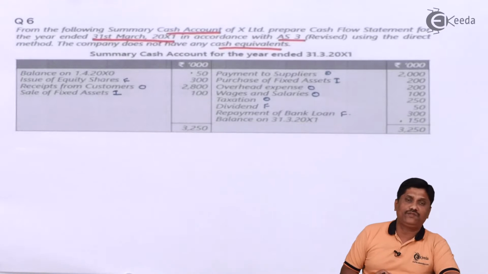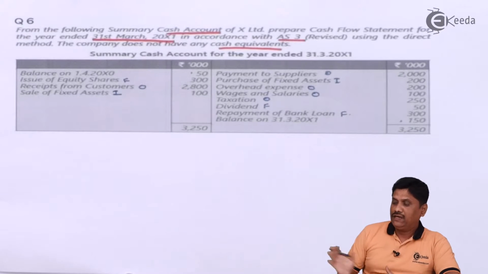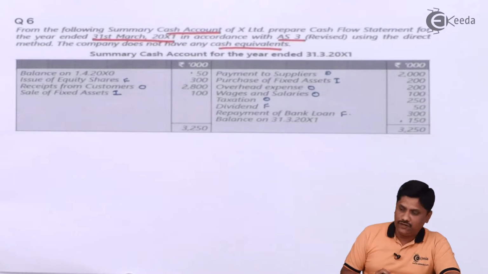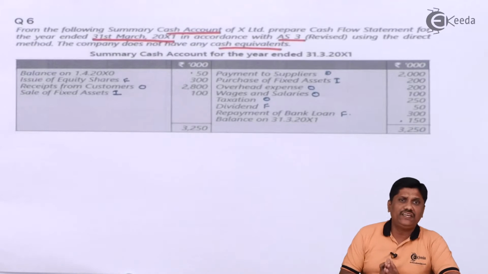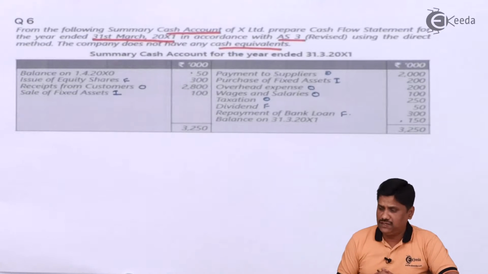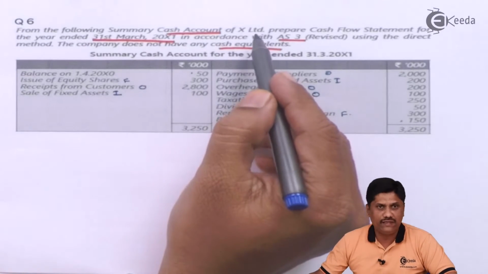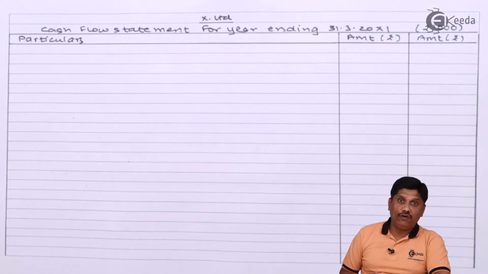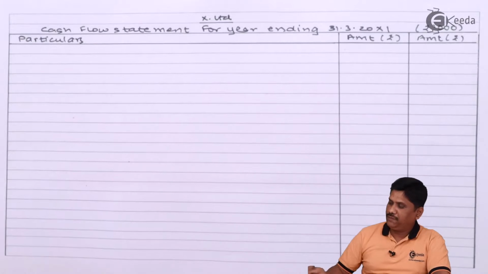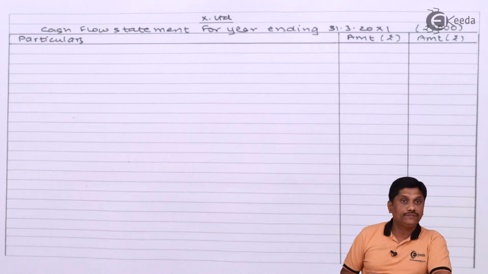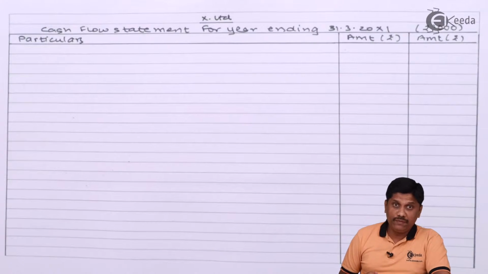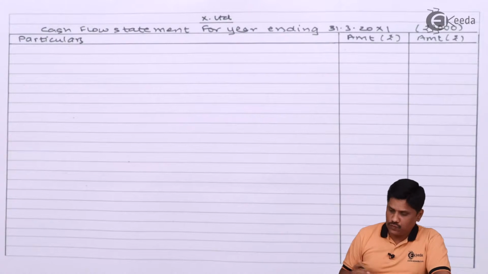Very simple cash flow statement they are asking you to prepare. Rather they give you the cash book readymade in front of you, so we have to just rearrange it as per the requirement of AS 3. Let's go ahead with the solving of this question. The company name is given, X Limited. Friends, I am ready with the format now. It is a cash flow statement and all amounts are in 1000. We have to use direct method for operating activity as we know.